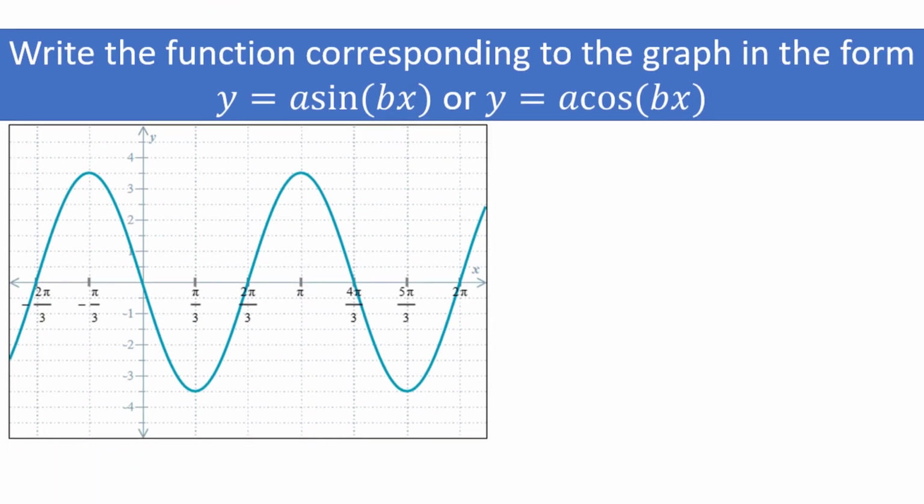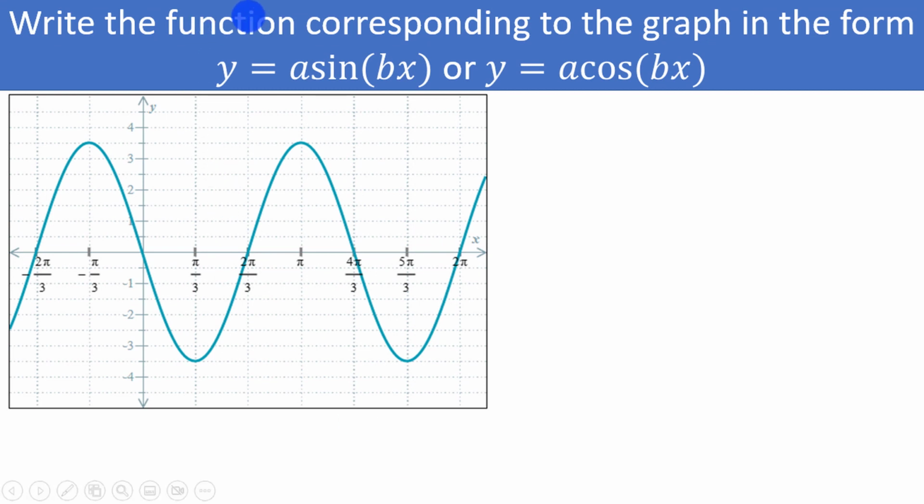Let's try this problem. We are asked to write the function corresponding to the graph in the form y equals a times sine of bx, or y equals a times cosine of bx. Now the first thing I would do is identify if we have either a sine or cosine function, and if that function is either positive or negative.